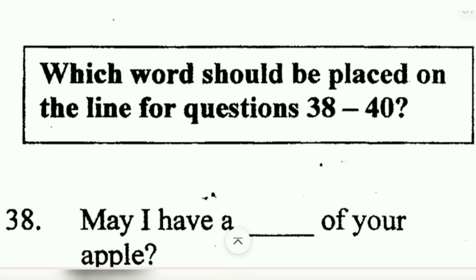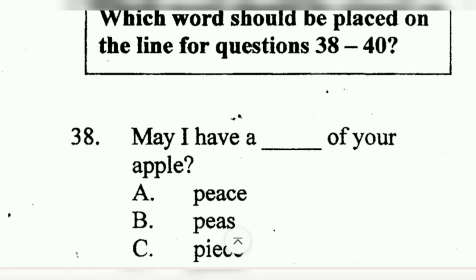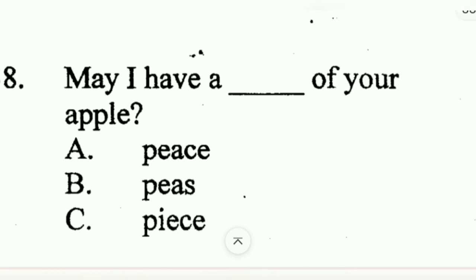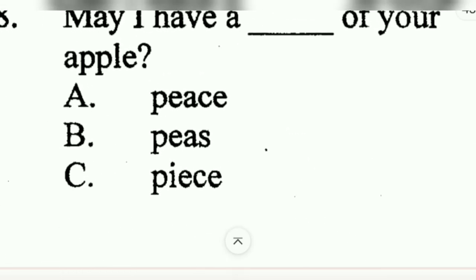Moving on, which word should be placed on the line for questions 38 to 40? May I have a blank of your apple? So they have quite a bit of piece here. Sorry, I'm scrolling away. A says, may I have a piece? And this piece is P-E-A-C-E. Which piece is that? Right, like the absence of war, and I want to be at peace with you. Like you have peace day at school. That's the piece at A.